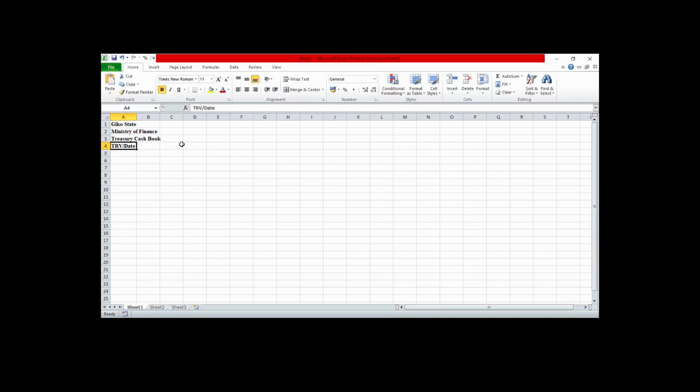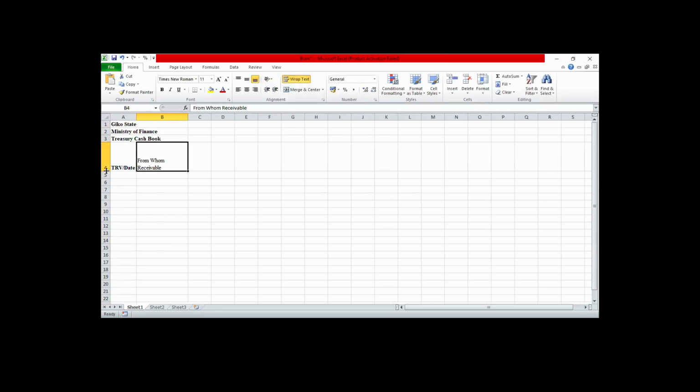Now, we have the TRV. After TRV, what do you have? From whom received. We call it from whom receivable. What's the next one? Treasury receipt number. Treasury receipt number.